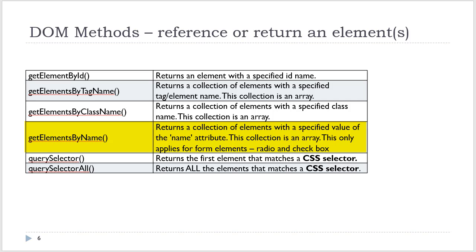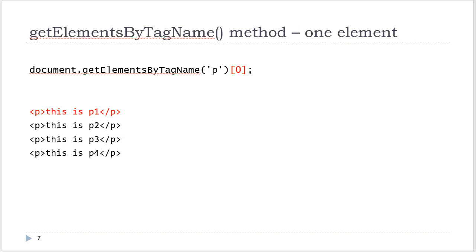getElementsByName is only used with form elements because form elements have a name attribute, and the only elements that would have a common name attribute would be radio buttons or checkboxes. querySelector and querySelectorAll allow us to access either the first element or all of the elements that match a CSS selector. I have files for all of these methods, so I will not be reviewing them in this video.